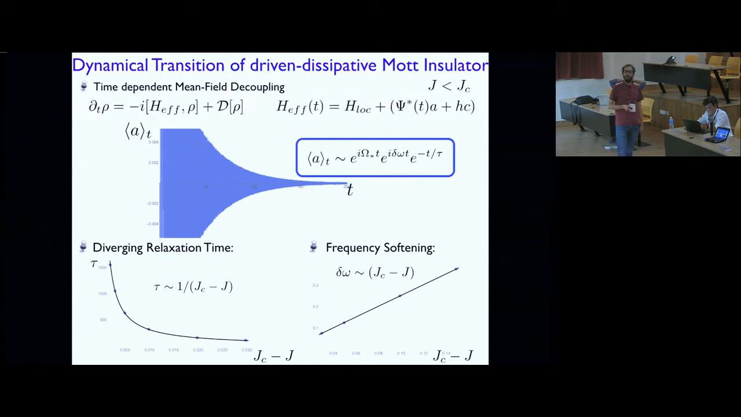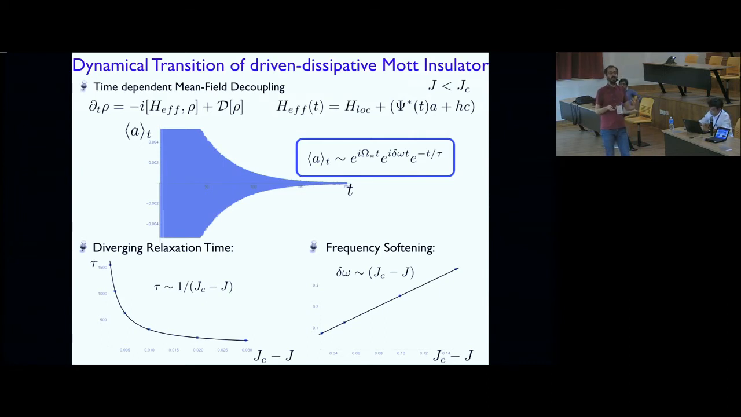So I split these two in this way for a reason that will become clear. But essentially, as you increase this hopping and the tunneling rate between cavities, you see that these two time scales, these two energy scales, behave quite interestingly. At the critical point, you have a diverging relaxation time and the frequency going soft. So this is telling you that this Mott insulator is stable until some critical J, but above J, the relaxation time diverges, and there is a frequency going soft.